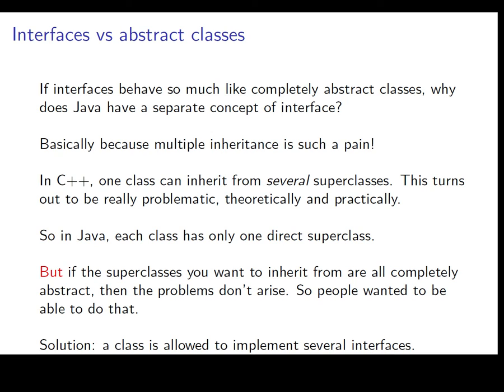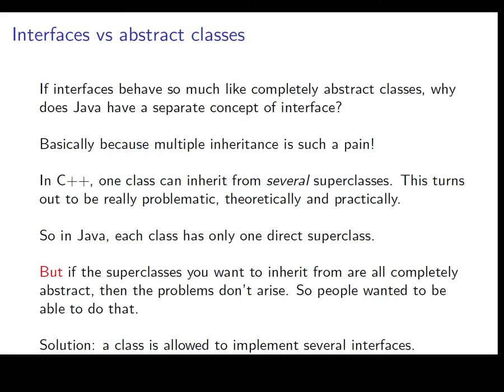You may be wondering, if interfaces are so much like completely abstract classes, why does Java even have a separate concept of interface? Well, really for historical reasons, and basically because multiple inheritance, being able to write a class that inherits from two different classes on the same level, turns out to be such a pain. And we know it's such a pain because C++ did it, and generations of C++ programmers discovered what a pain it is. It's a pain for theoretical reasons, and it's also a pain for practical reasons to work out what you're actually trying to do. If you want to know more, you can Google things like the fragile base class problem, or multiple inheritance in C++.